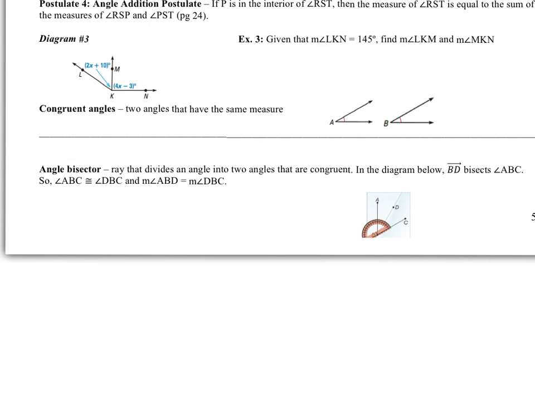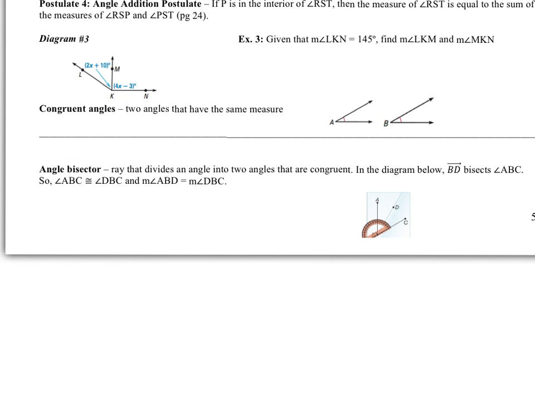The last thing we need to talk about is congruent angles and angle bisectors. So a congruent angle, two angles that have the same measure. In this case we have angle A and angle B, and they have the same measure as indicated by the line that is between them that's in red.